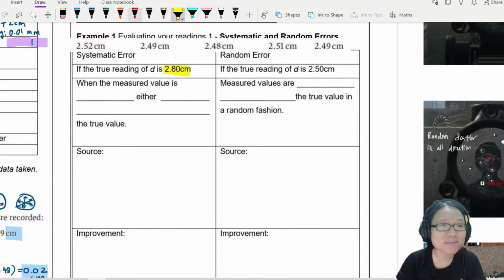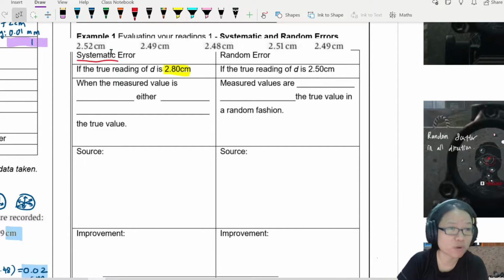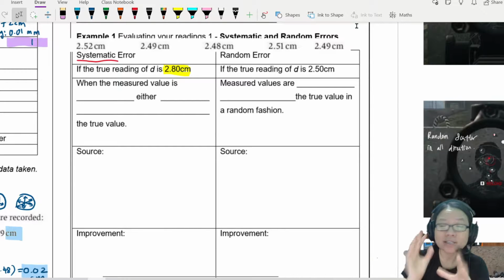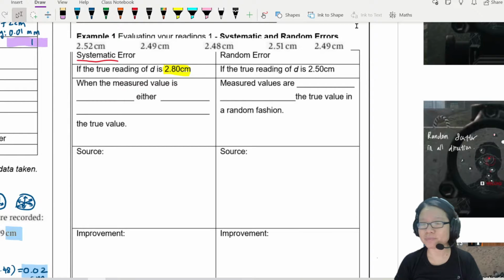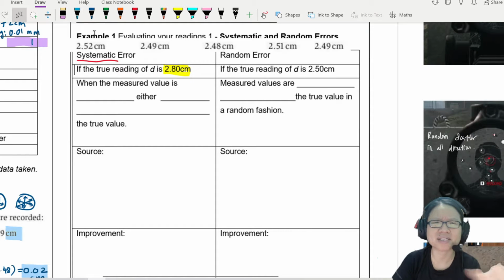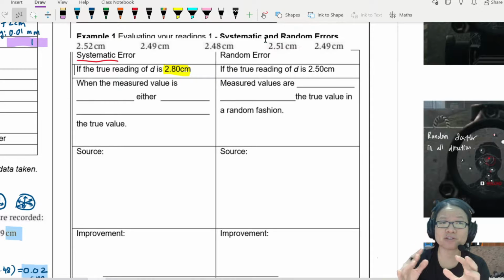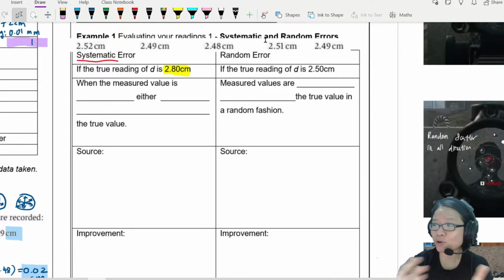And it's a systematic error. Teacher, what does systematic mean? Systematic is when the value that you measure, this 2.5, 2.49, 2.48, 2.51, all of this, is consistently smaller than the true value. It can be consistently bigger, too. Say, for example, you're supposed to get 2.8, but all your numbers are less than 2.8.